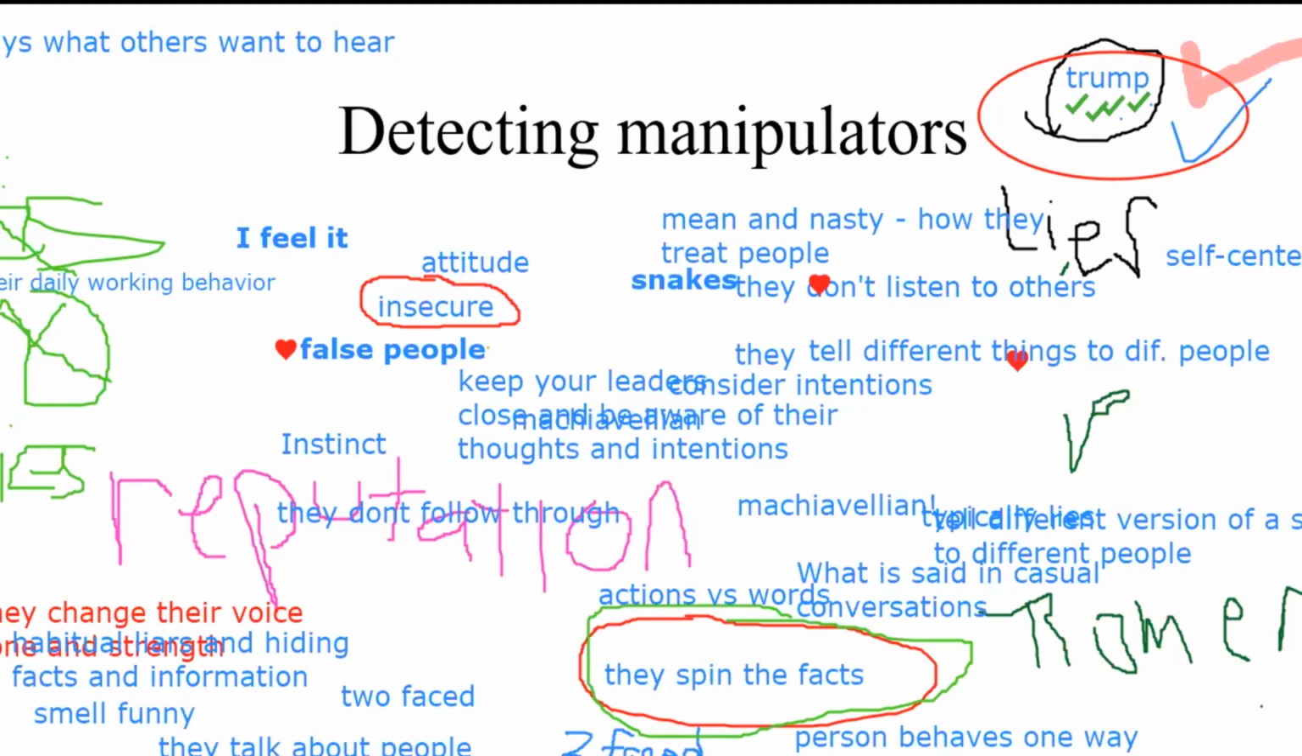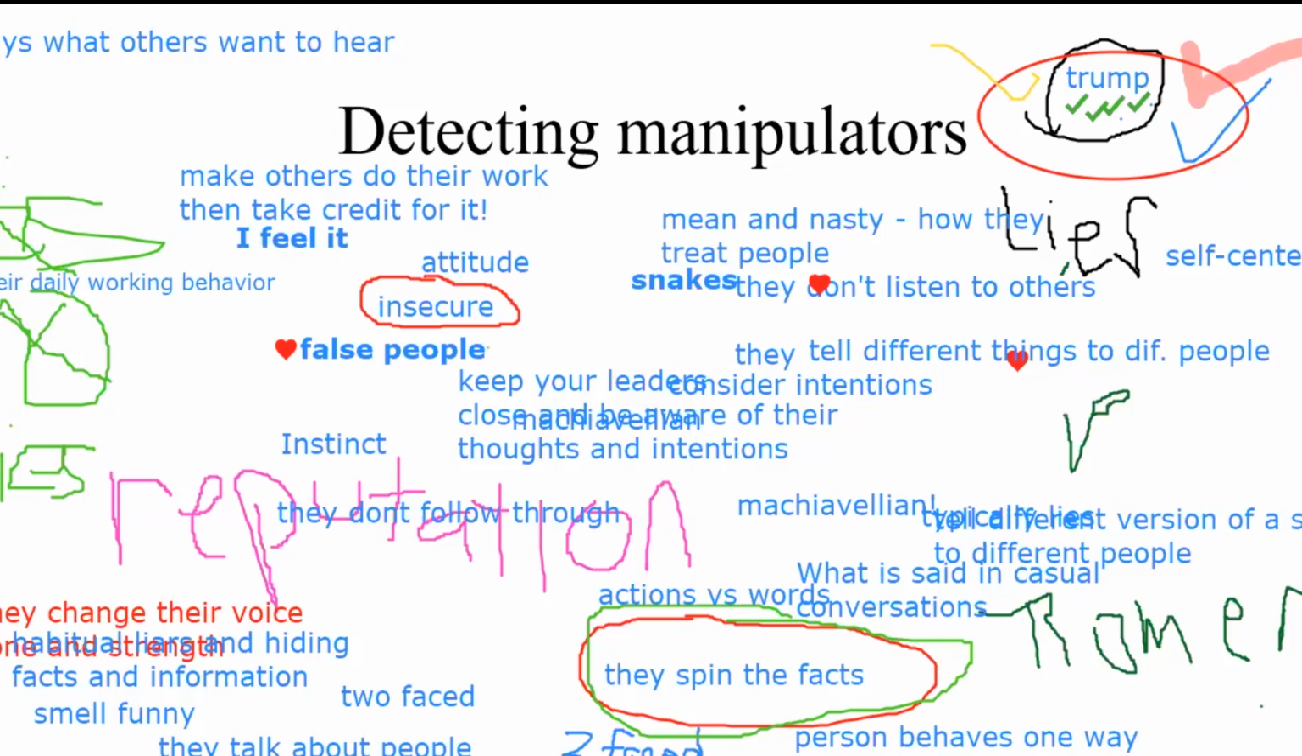Great. These are all great. Thank you, everybody. Self-centered. Make others do the work and then take credit. Yes, credit is a big one. Very big one. Okay. All right, great. Thank you, everybody.